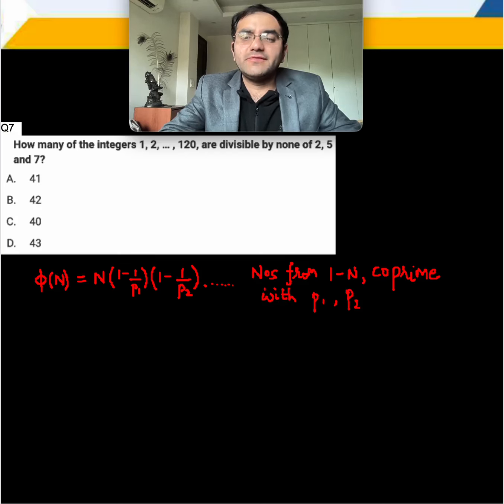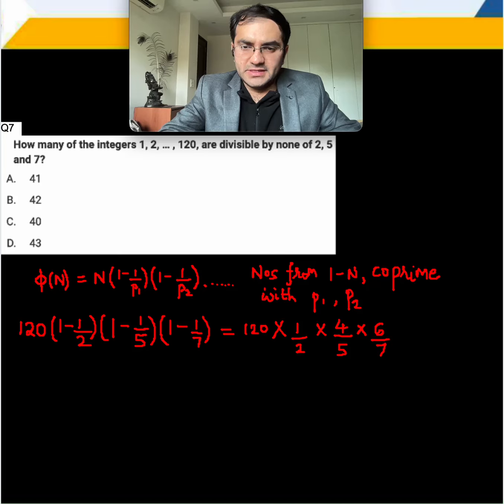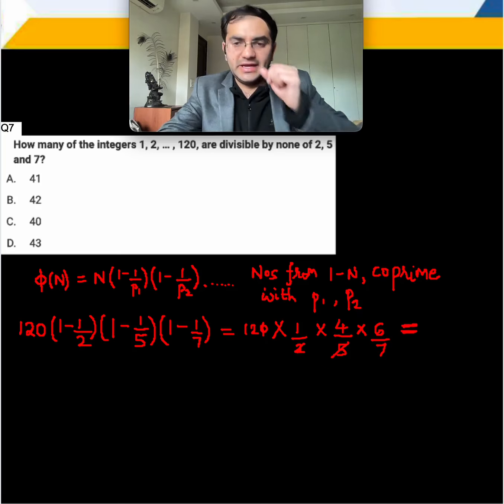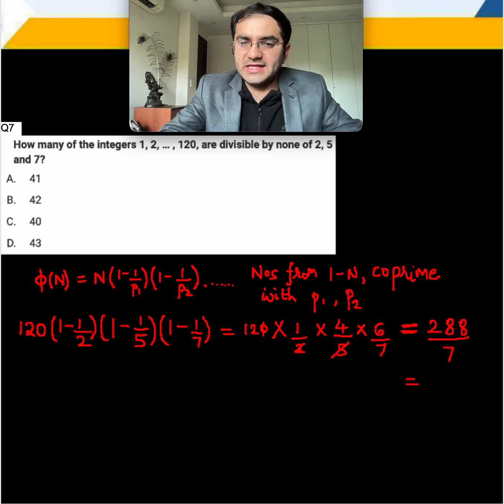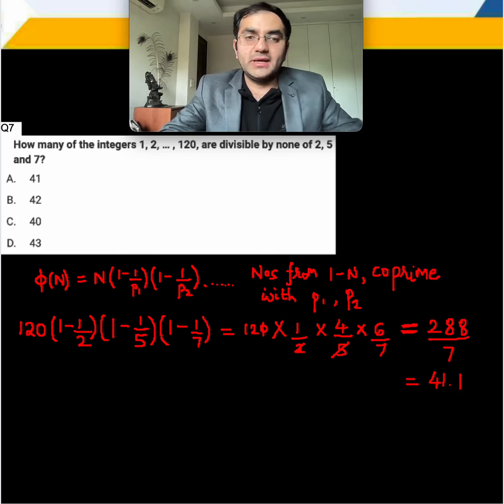So I have a few prime numbers here, 2, 5 and 7. So let me use the formula. 120, 1 minus 1 by 2, first prime number, then 5, second prime number, then 7, third prime number. Simplify, half, 4 by 5, 6 by 7. ठीक है, ये 5 2s are 10 के साथ 0 gets cancelled, and next you get 288 divided by 7. That's 41 point something. So you have 41 numbers from 1 to 120 that are coprime with 2, 5 and 7. So the answer is 41.